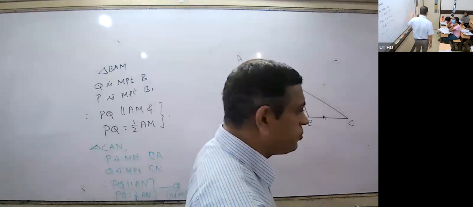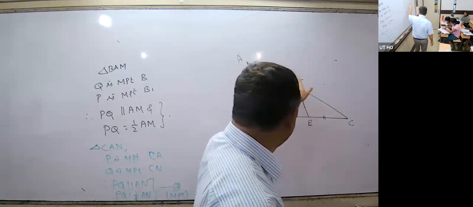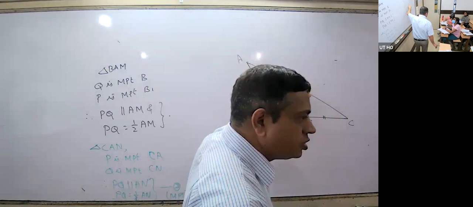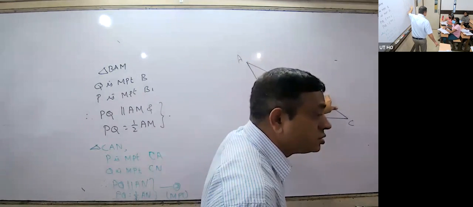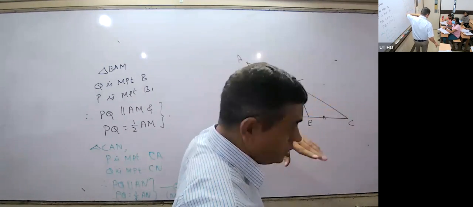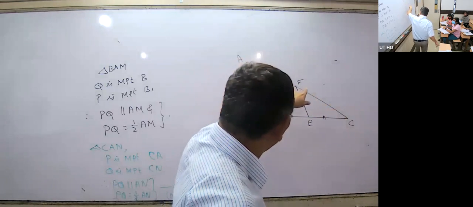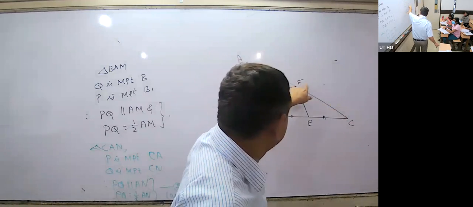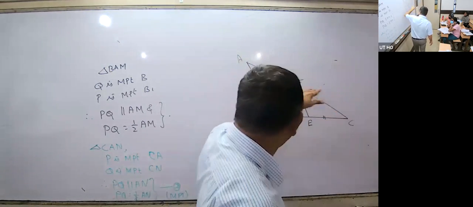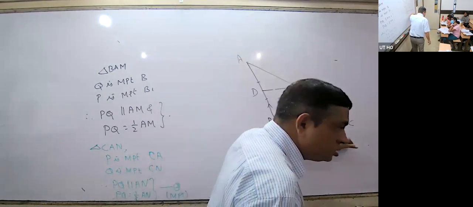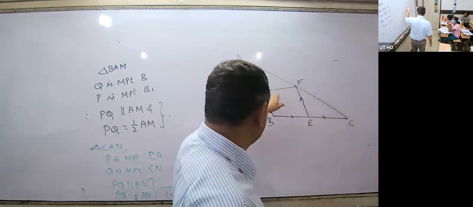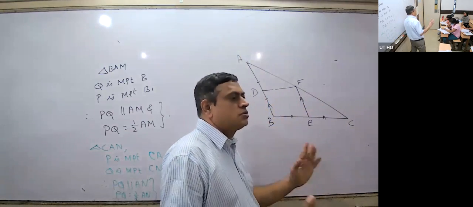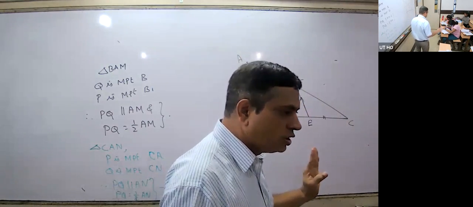E is the midpoint of BC. EF is parallel to BA. Therefore, F is the midpoint of AC. Reason: converse of midpoint theorem. Again, D is the midpoint of AB. F is the midpoint of AC. Therefore, DF is parallel to BC. Therefore, DF is parallel to BE and BD is parallel to EF. Therefore, it's a parallelogram. Okay, you will write yourself.